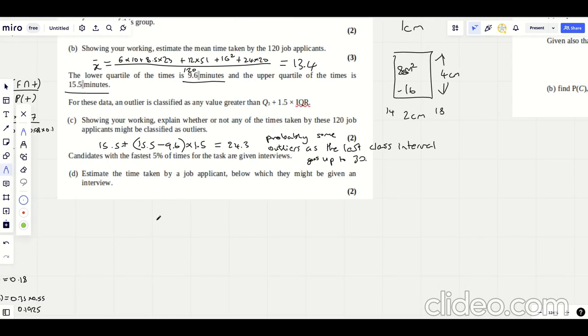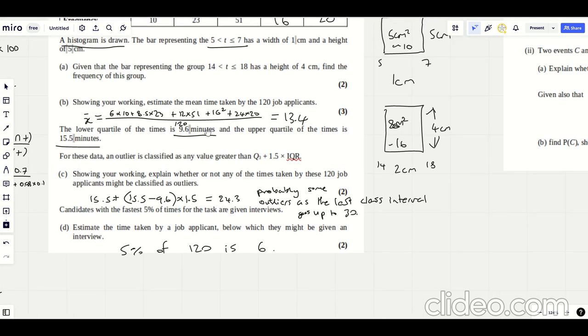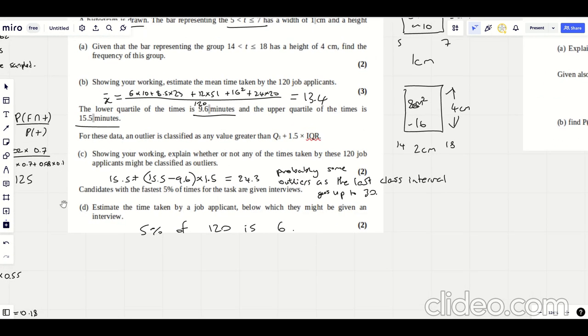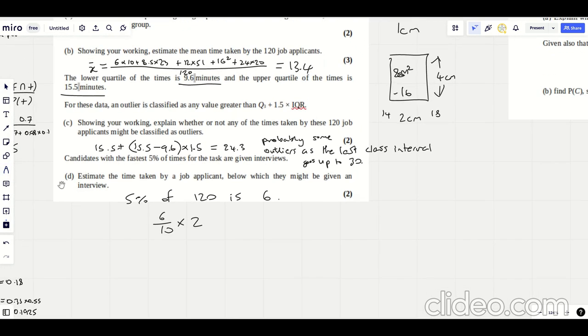Now, what is 5% of 120? Well, 10% of 120 is 12, so 6, yeah? So if we interpolate, we want to find roughly what 6/10 of that interval is. So we do 6/10 times the width of the interval, which I think is 2, because it goes from 5 up to 7, and then just add on 5, because the interval starts at 5. 0.6 times 2 is 1.2, plus 5 is 6.2 minutes.